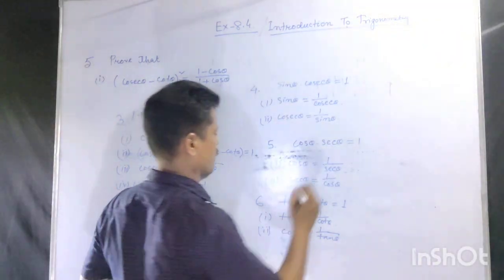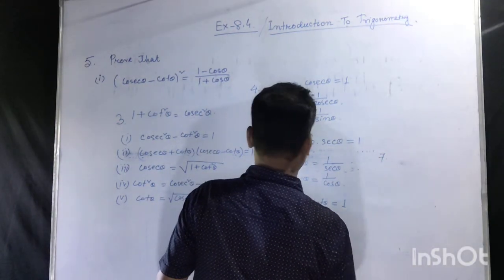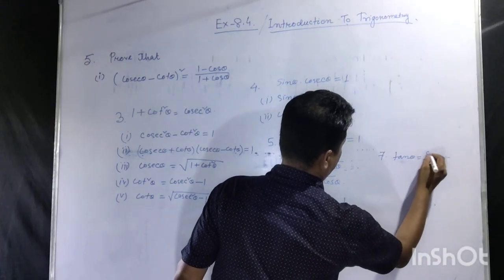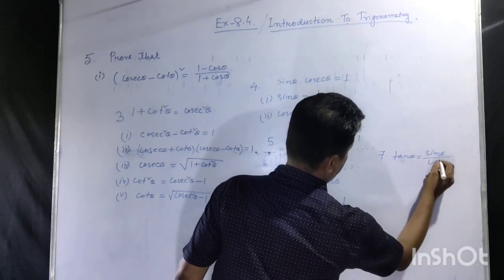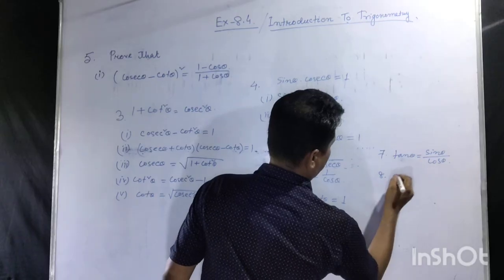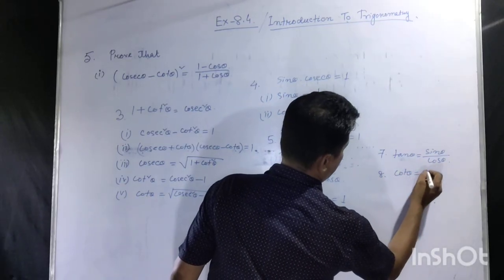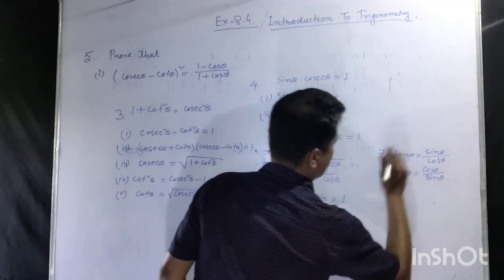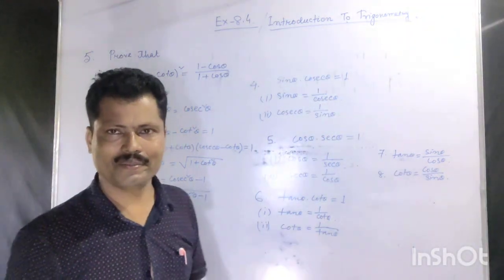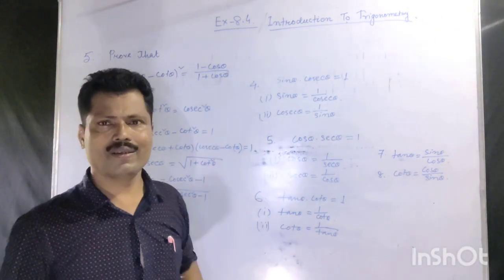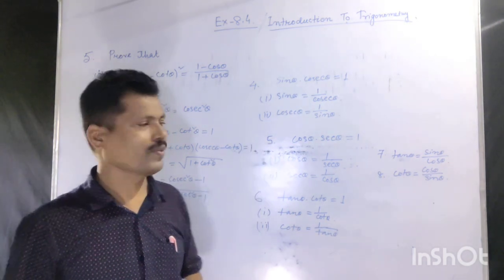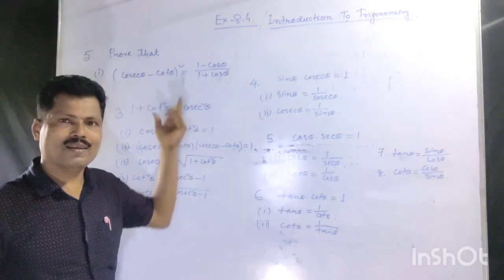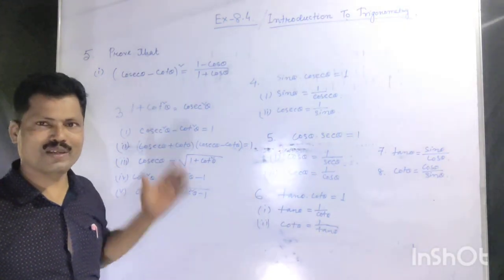And here, number 7, tan theta is equal to sin theta by cos theta, and cot theta is equal to cos theta by sin theta. So we should know these identities before solving the problem. So now let's solve our problem, that is prove that.